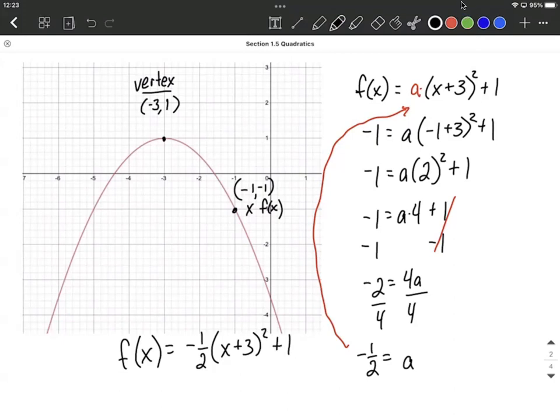All right, hope this helps out. You will notice that our scalar multiple is negative, meaning it's been a vertical reflection on the original x squared graph.